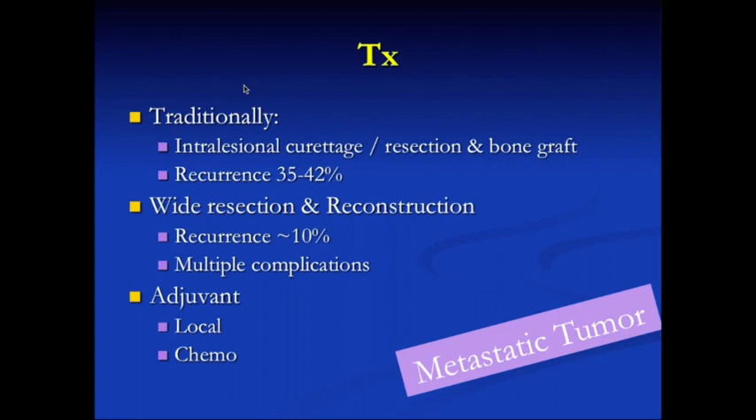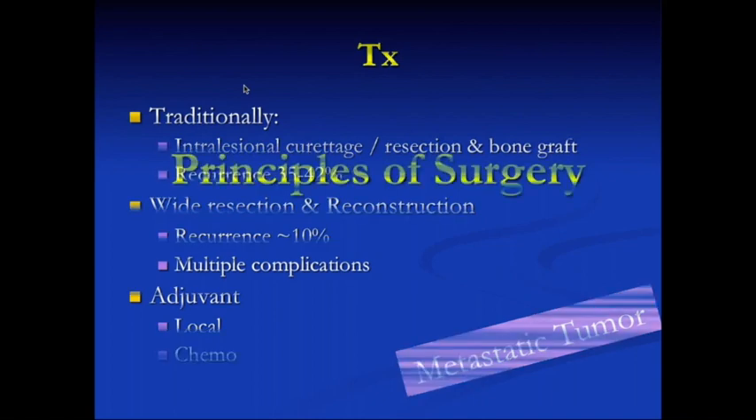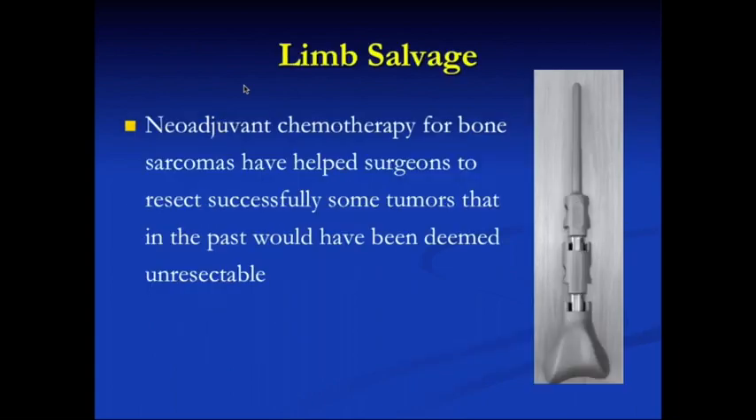Principles of surgery, we'll just touch upon them to give you some idea. Now, limb salvage, meaning maintaining the limb in bone tumors. And like now we are talking about aggressive bone tumors, for malignant bone tumors it is the standard of care. Neoadjuvant chemotherapy of bone sarcoma has helped surgeons to resect successfully some tumors that in the past would have been deemed unresectable. Also, the reconstructive possibilities have improved over the years, and the soft tissue coverage possibilities have improved over the years because of the collaboration of engineers and plastic surgeons.